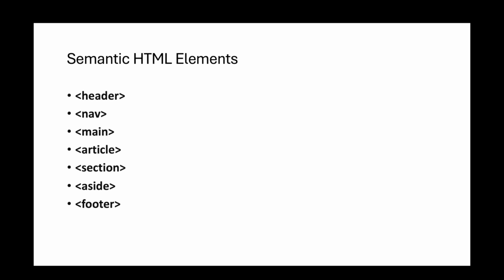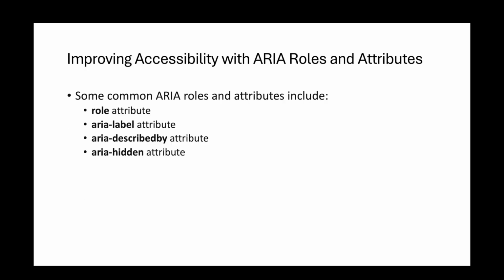Using semantic elements improves the structure and readability of HTML documents, which benefits both developers and users. Improving accessibility with ARIA roles and attributes. ARIA, accessible rich internet applications, is a set of attributes that can be added to HTML elements to improve accessibility for users with disabilities.